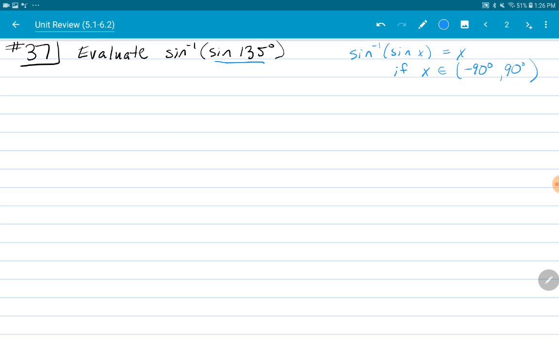So first think about sine of 135 degrees when we work inside out. So sine of 135 degrees gives me radical 2 over 2. And then I want to take the sine inverse of that, but within the range of sine inverse. So sine inverse has a range of negative 90 degrees to 90 degrees.